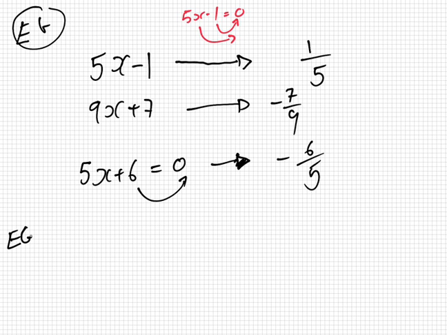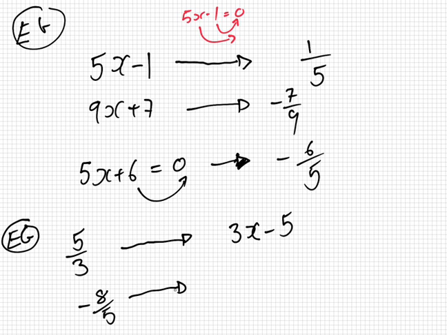Okay, and then the next example is converting backwards. So if I have 5 over 3, 3x minus 5, good. And then we'll do one more, minus 8 over 5, 5x plus 8. You're just doing it backwards.